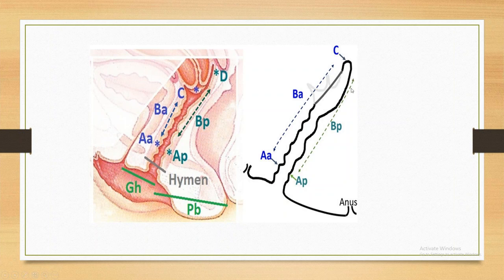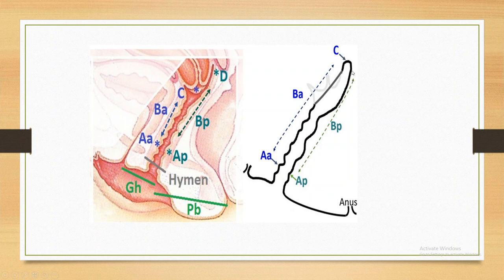Here it will be the D point, posterior fornix. And then this BP point is the point of maximum prolapse on the posterior vaginal wall. So it can come here, it can come here, it can come anywhere. The only thing is we have to measure it in relation to the hymen.